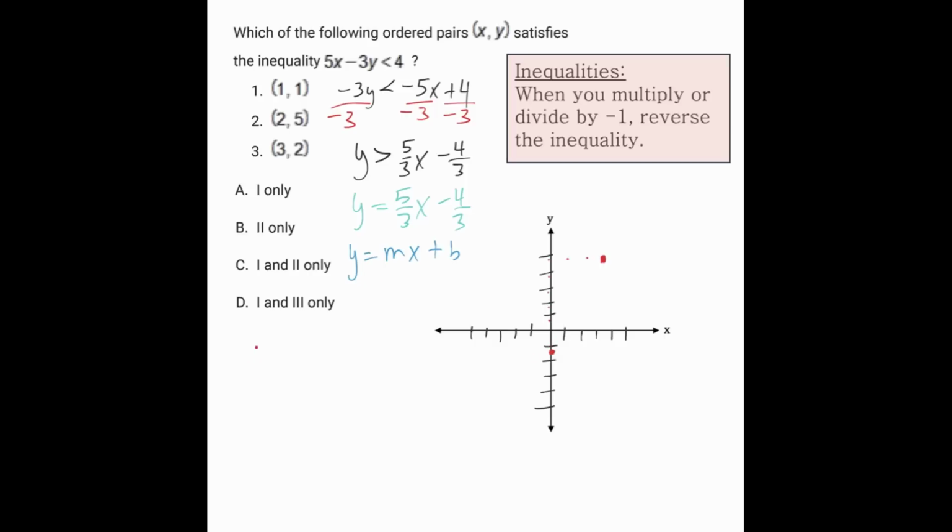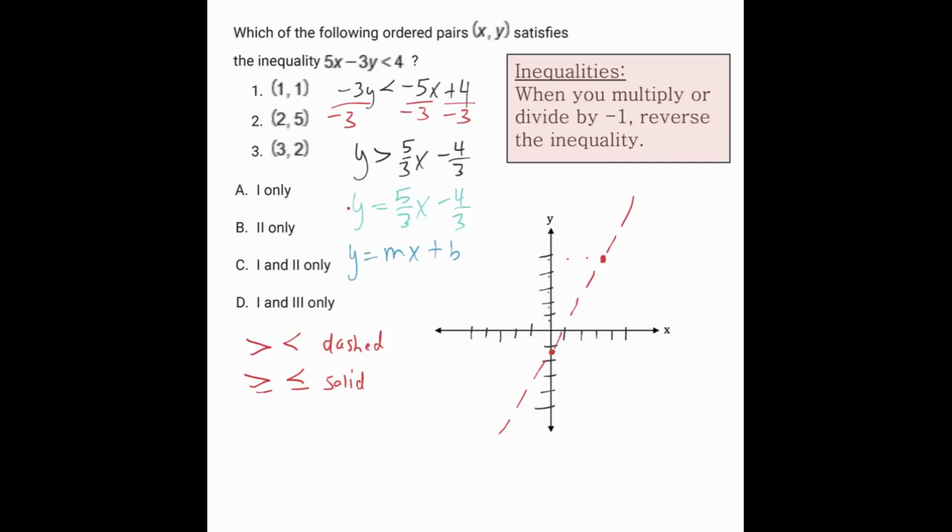But keep in mind for inequalities, if you have greater than or less than, those are dashed lines. And if you have greater than or equal to or less than or equal to, those are solid lines. So here we had greater than, so we need a dashed line to connect those 2 points. And our line will look something like this, our inequality.